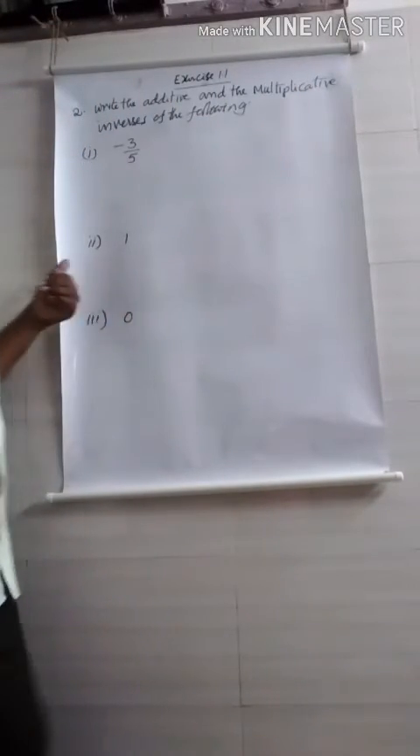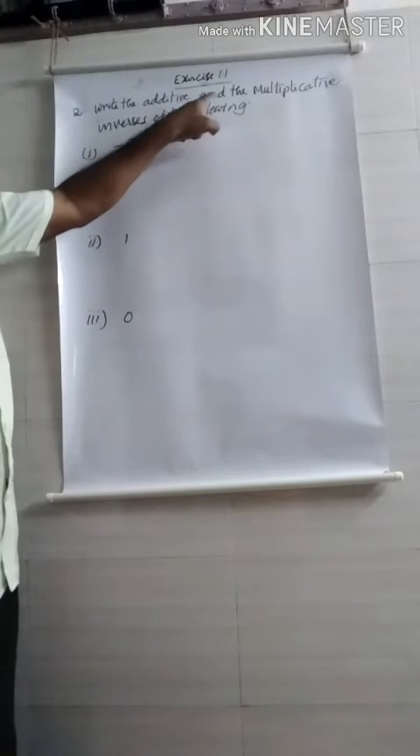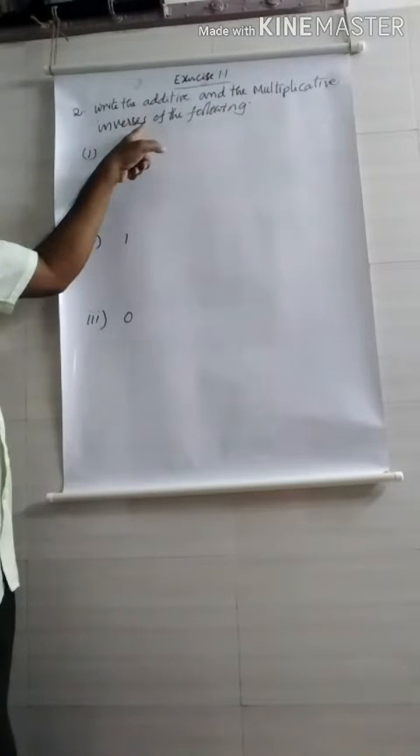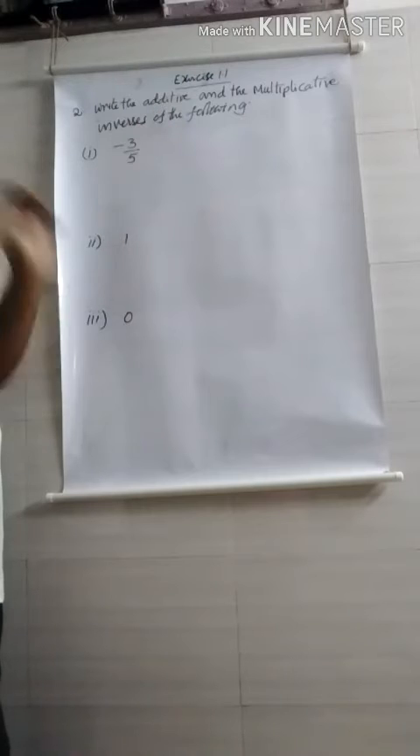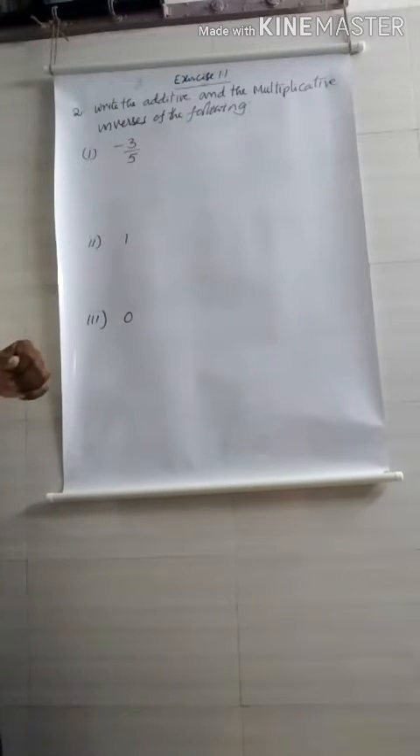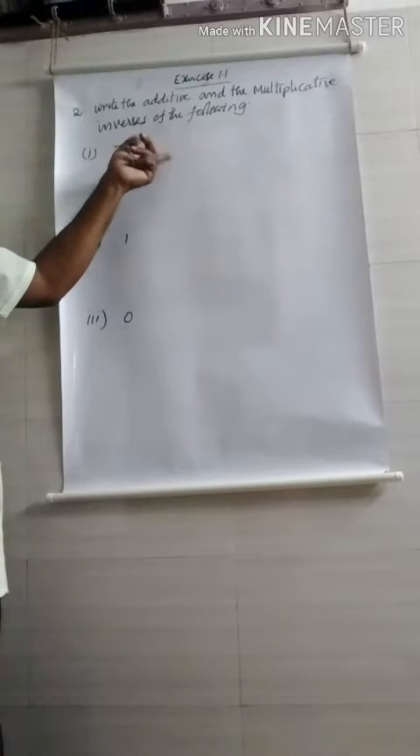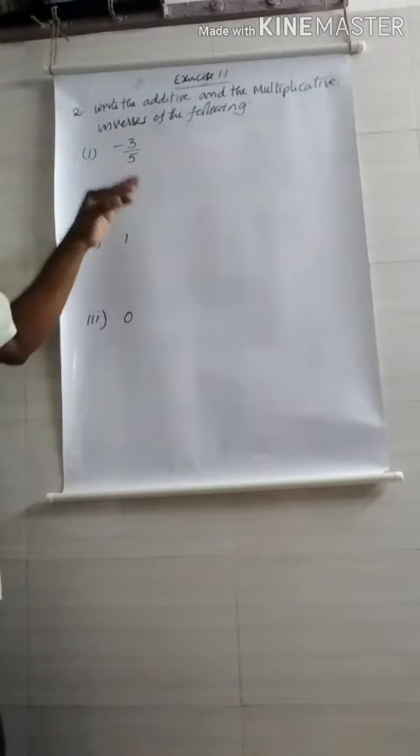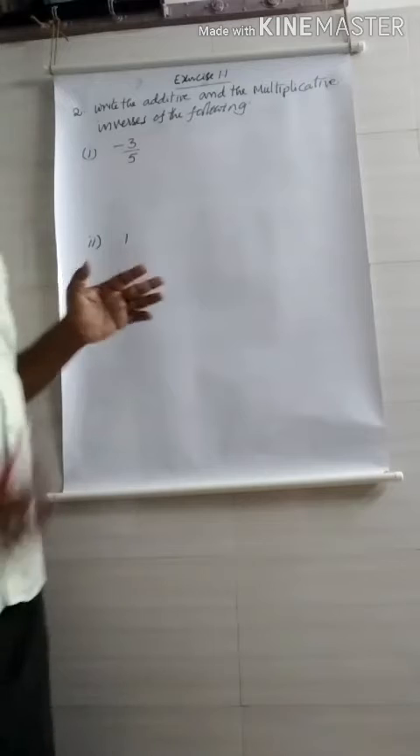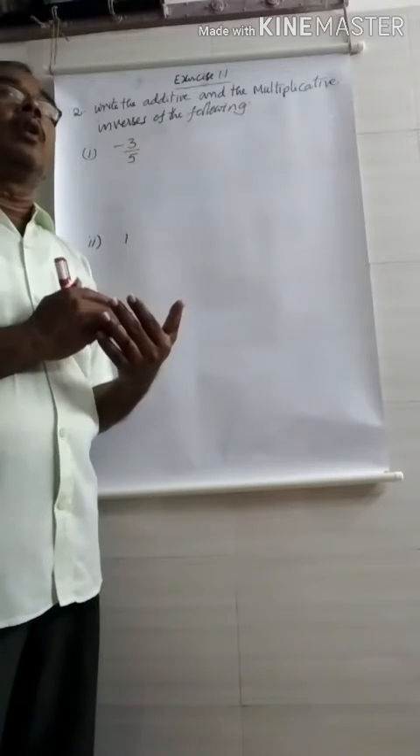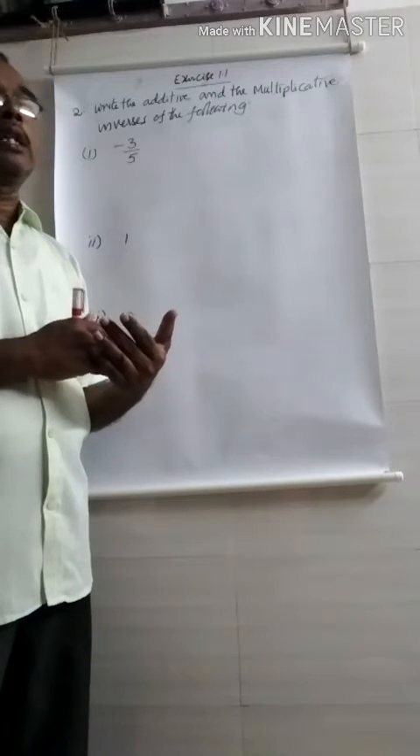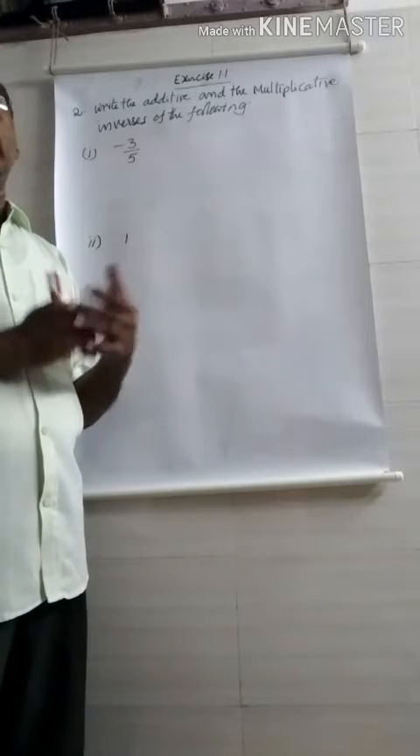Okay, we move to the second one. Write the additive and the multiplicative inverses of the following. That means for the given minus 3 by 5, we have to write an additive inverse and also a multiplicative inverse. How can we decide which is additive inverse and which is multiplicative inverse?